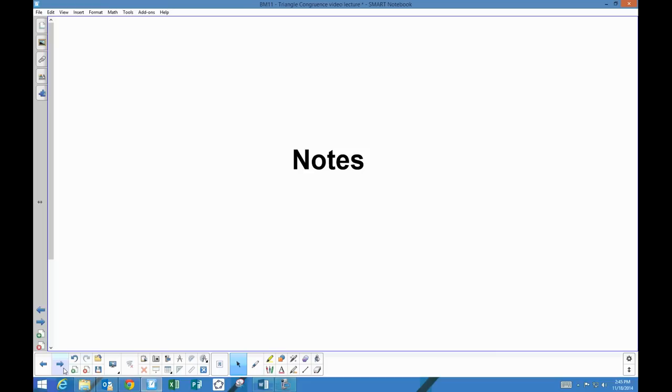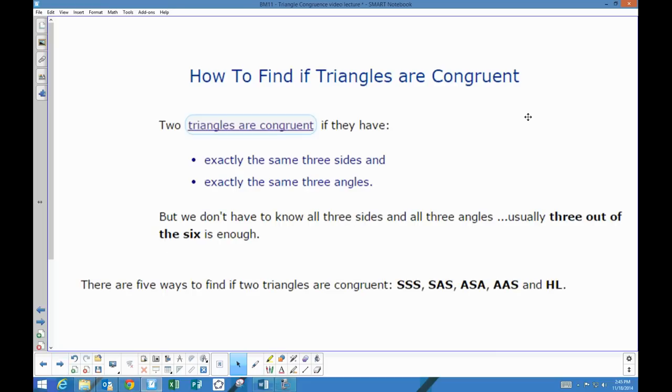All right. Now that you kind of got a grasp on what it is, how do we find triangles are congruent? You can pause here and copy this down while I tell you exactly what everything means. Triangles are congruent if they have the same three sides and same three angles. But what we've learned today is we don't have to know all three sides and all three angles. Usually just 3 out of 6 is enough. And these are the 5 ways we can do that. Okay? SSS, side, side, side; SAS, side, angle, side; ASA, angle, side, angle; AAS, angle, angle, side; and HL.